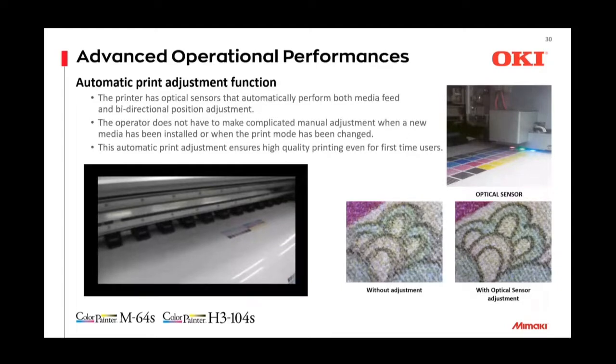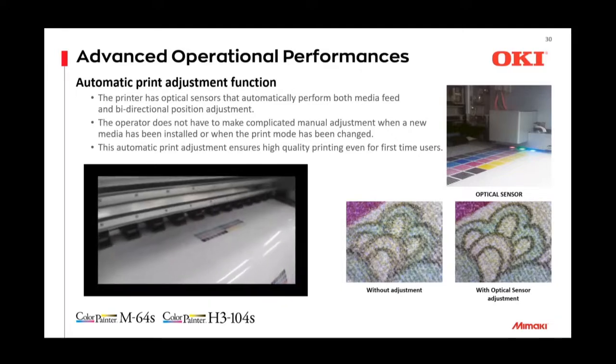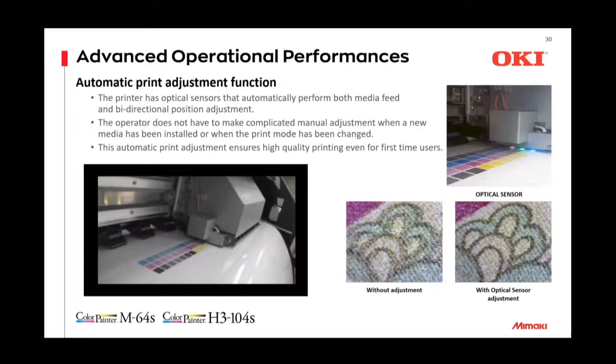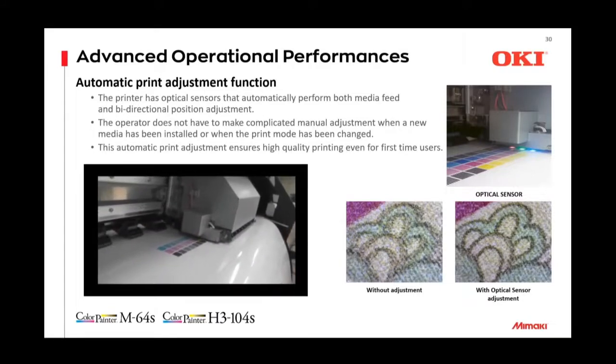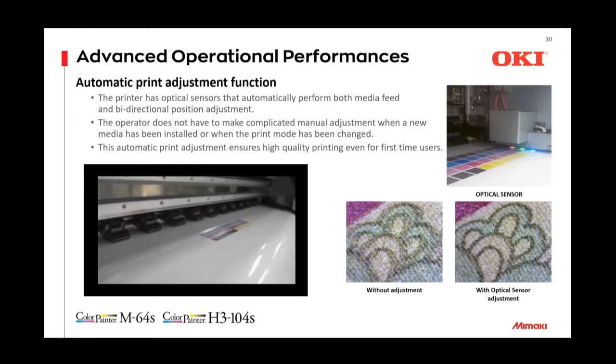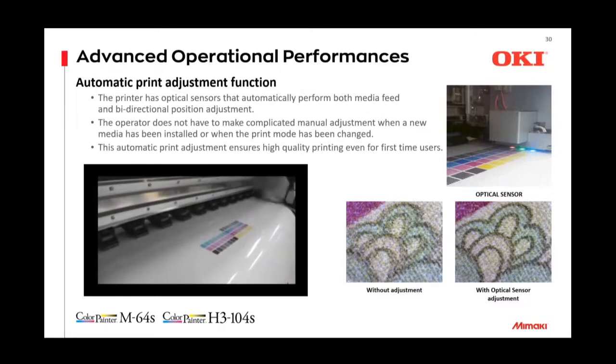All right, I love this feature on the M-64s, and as you can see at the bottom of this slide, you've got the 64s and the H3-104s. So it means obviously it's dual functionality across the platforms. But yeah, so what we're doing here, the sensor will automatically perform media feed and bidirectional position adjustment. So the operator does not need to make any complicated adjustment before. This will be done with a new media and it's automated. So really nice feature to get that accuracy done in an automatic process.